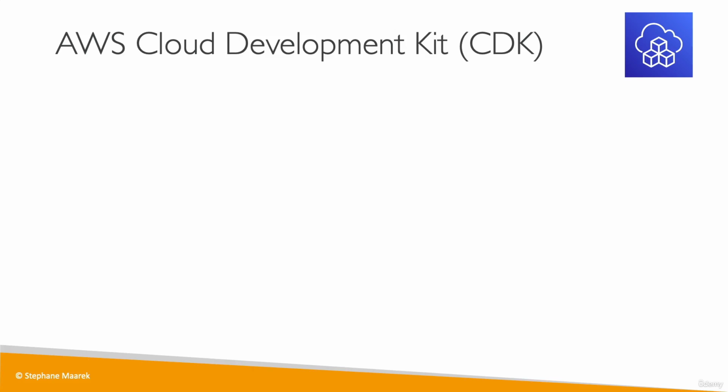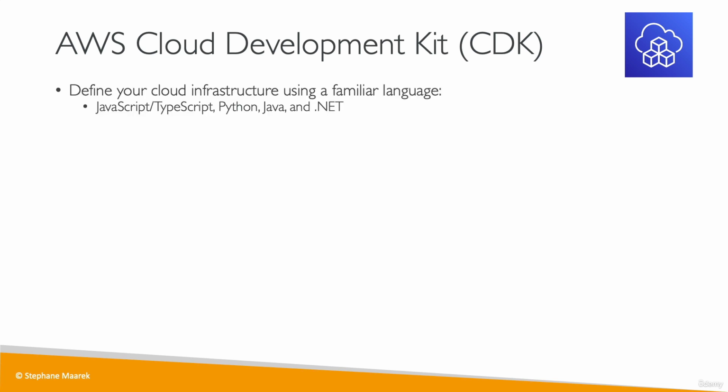Okay, so now let's talk about the CDK, or AWS Cloud Development Kit. This is a way for you to define your cloud infrastructure using a familiar programming language. For example, you do not want to use CloudFormation directly because it is a YAML format. You like JavaScript or TypeScript, Python, Java, .NET, and you would like to write your cloud infrastructure using these languages. So thanks to the CDK, you can do that.